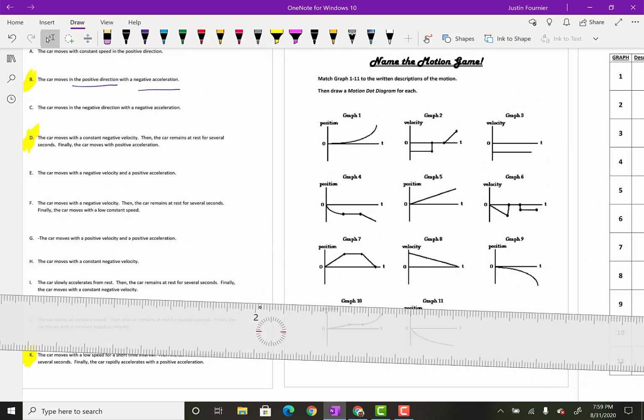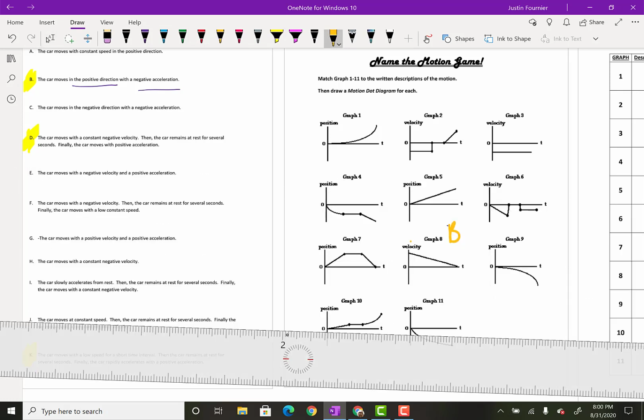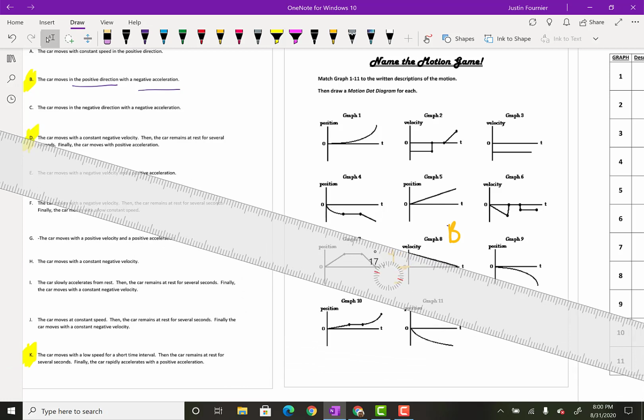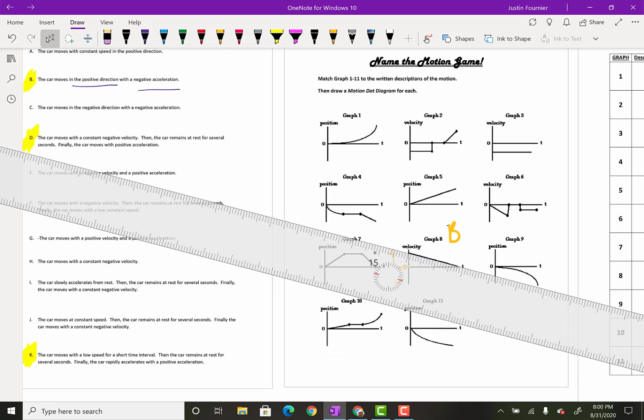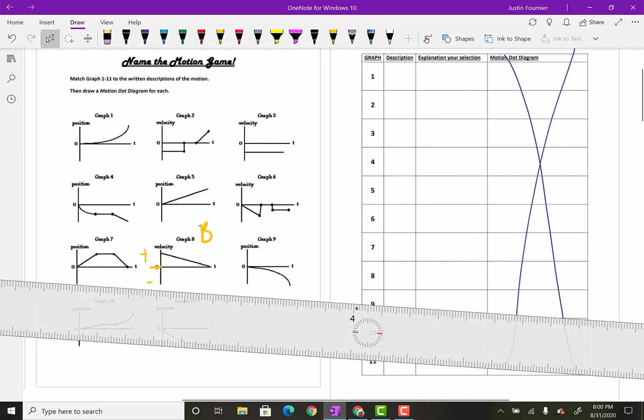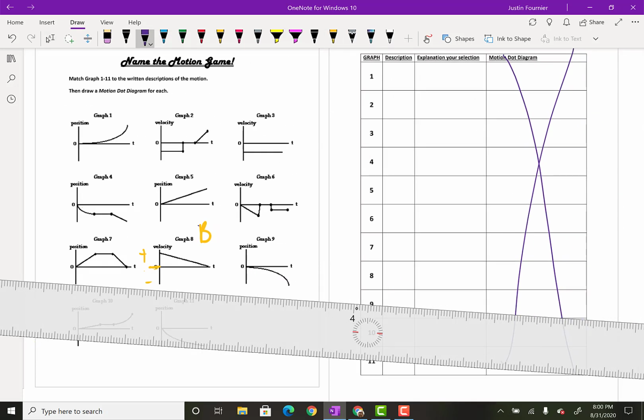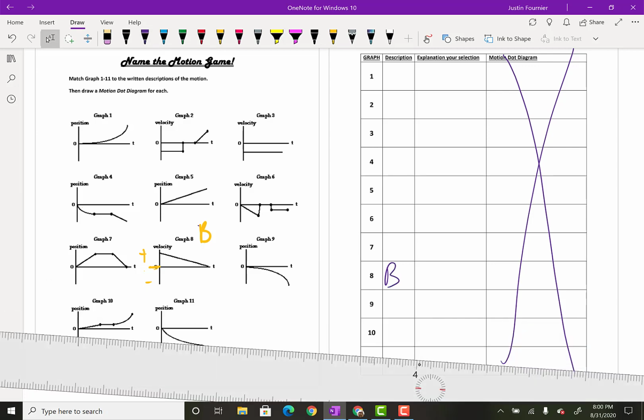The thing that's going to work for me here is graph 8 for B, and I'll show you why. It's a velocity versus time graph. Velocity above the origin is a positive velocity, below the origin is a negative velocity. So the velocity this whole time is positive, but the acceleration is negative. How do I get the acceleration? It's the slope of a velocity time graph, and I can see this gives me a negative slope. So 8 is matching with B, so that's what I would write. Let's just write it right here.